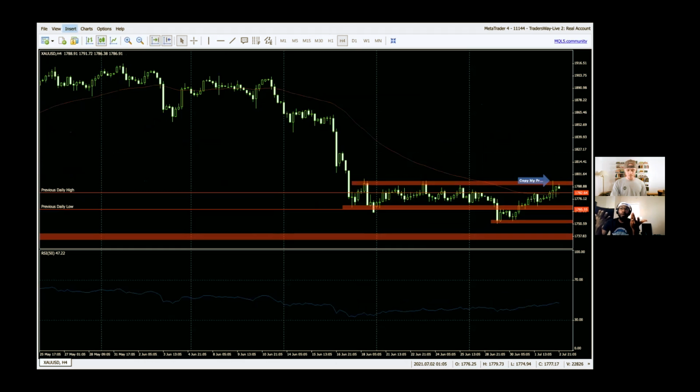If it does break up, it could go to 1803, 1823 would be the next zone, then like 1843-ish zone. But definitely looking like it's more likely to go bearish for a little bit longer.